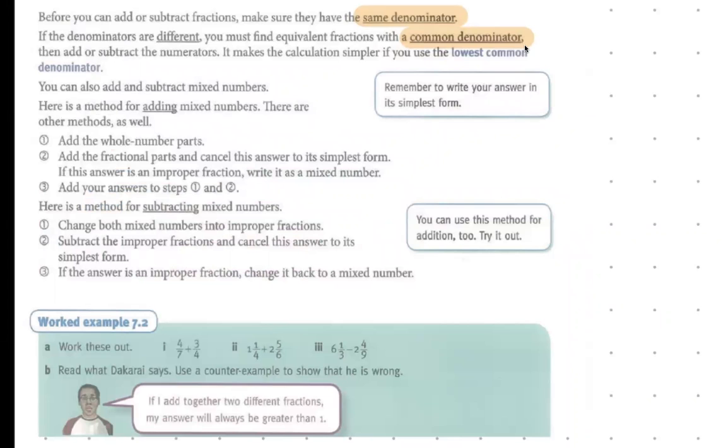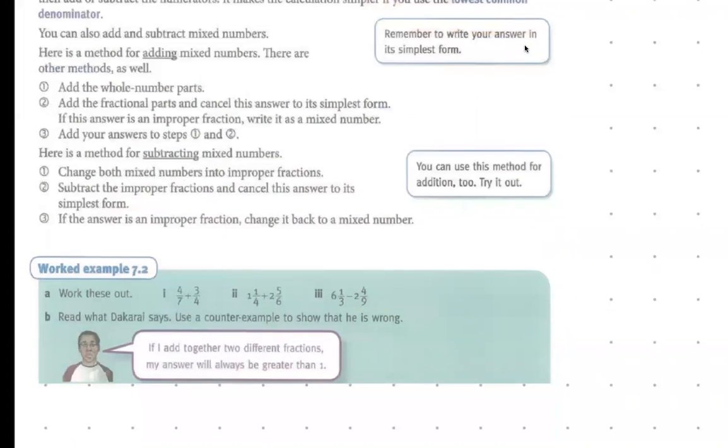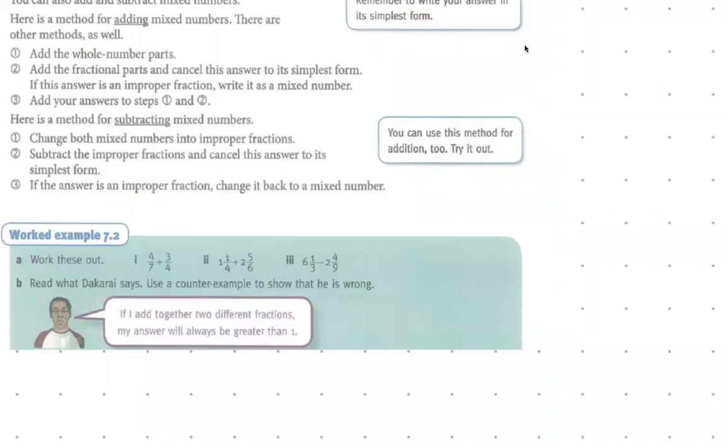So add the whole number parts. It means that if it's mixed numbers, then we just remove the whole numbers and add them together. We only deal with the fractional parts, to see how we can add them together. Same thing for subtracting as well, but subtracting is a little bit more complicated because sometimes you need to borrow. For both cases, I personally will do differently for subtraction. I'll show it to you later.